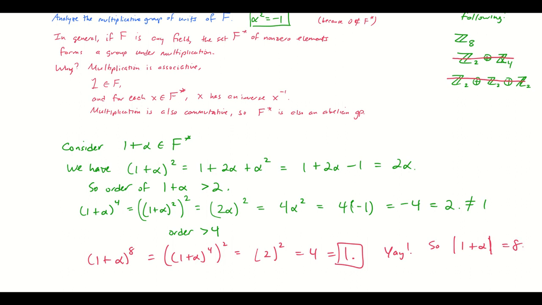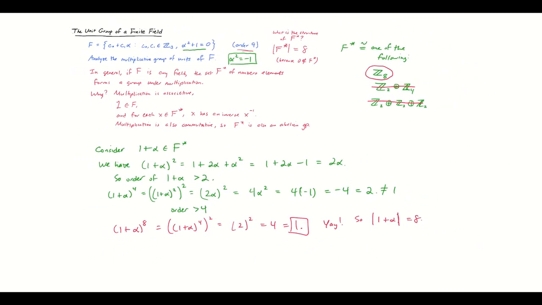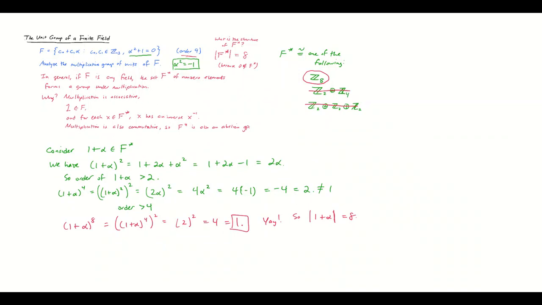So the order of 1 plus alpha is 8, which means we have a cyclic group here of order 8, and it is the group generated by 1 plus alpha. Now we could go a step further and actually create a little diagram that shows all of the elements of this group in cyclic order. So I could zoom this out and make a map of the powers of 1 plus alpha. So I'm going to start with 1 here, and put that in the 12 o'clock position.